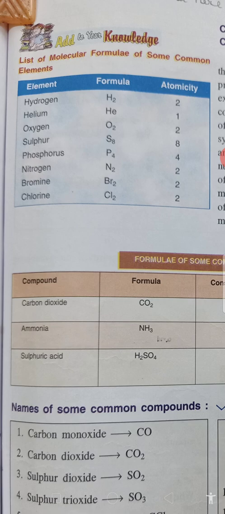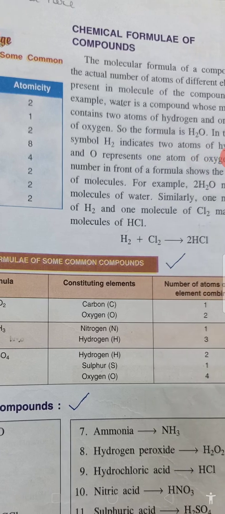Helium is He, and it is only one atom, so its atomicity is 1. Oxygen is O2, so its atomicity is 2. Sulfur is S8, so its atomicity is 8. Phosphorus P4, its atomicity is 4. Nitrogen N2, atomicity 2. Bromine Br2, atomicity 2. Chlorine Cl2, atomicity 2.